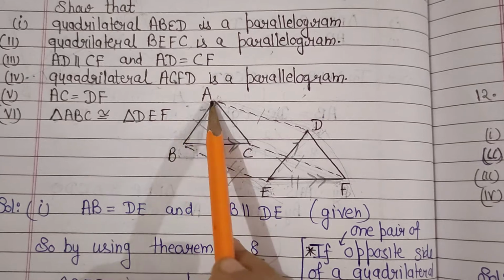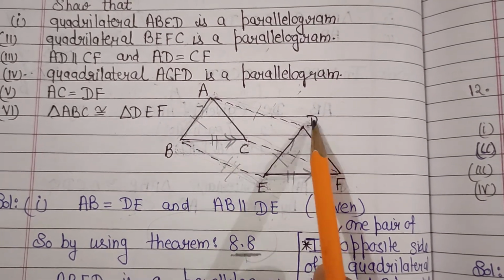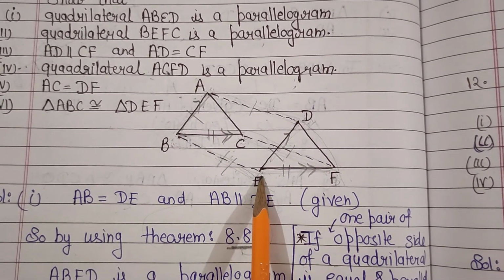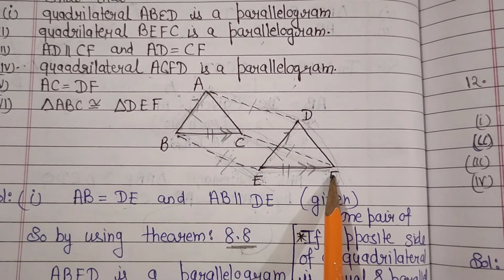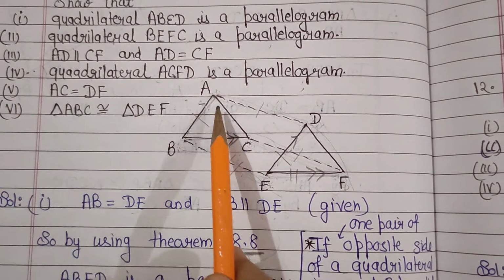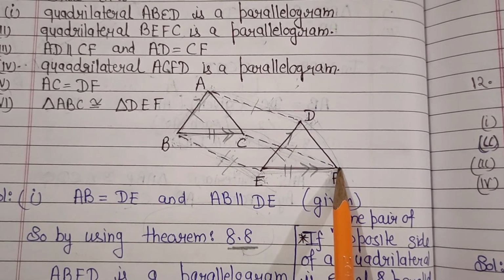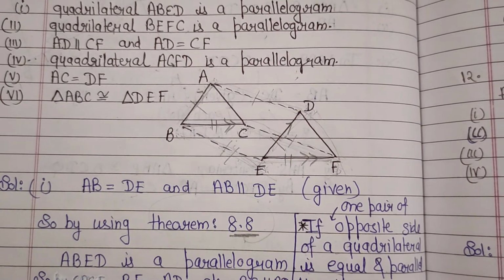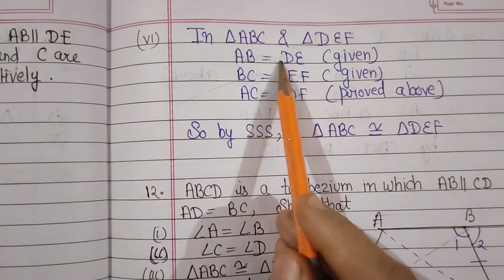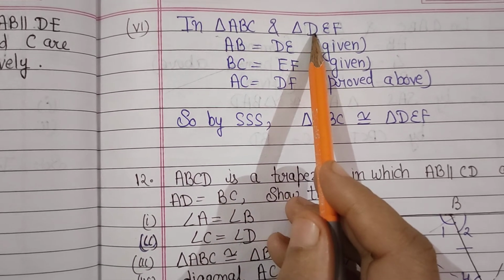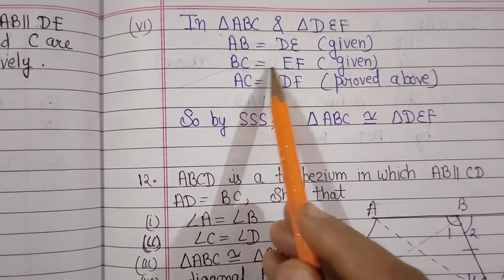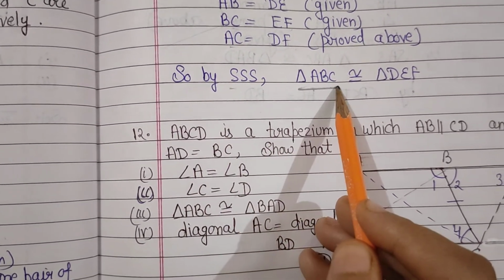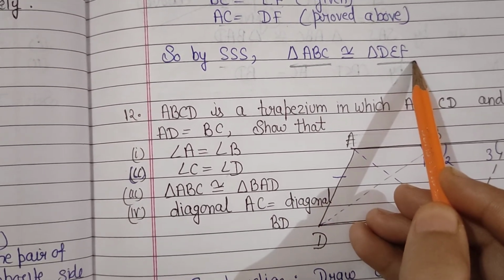Now, for the fifth part, triangle ABC is congruent to triangle DEF. Now, see, AB was given equal to DE, BC is equal to EF, it was also given, and AC is equal to DF, we have shown. So, by the side criteria, we can say that both triangles are congruent. I have written here in triangle ABC and DEF: AB is equal to DE, BC is equal to EF, AC is equal to DF. So, by the side criteria, triangle ABC is congruent with triangle DEF.